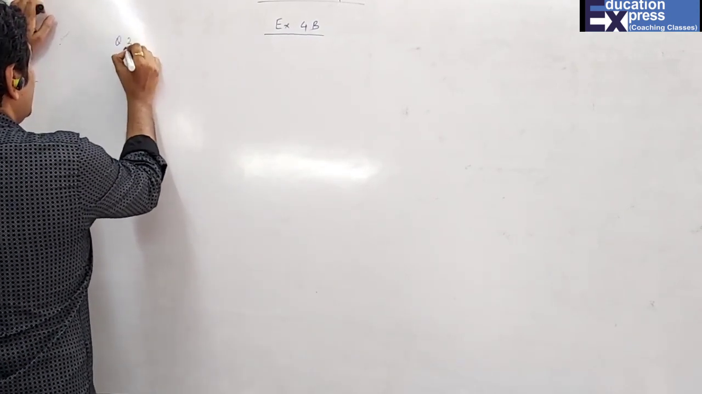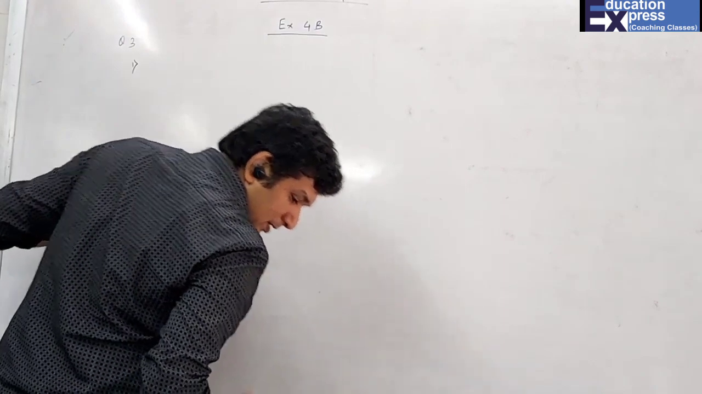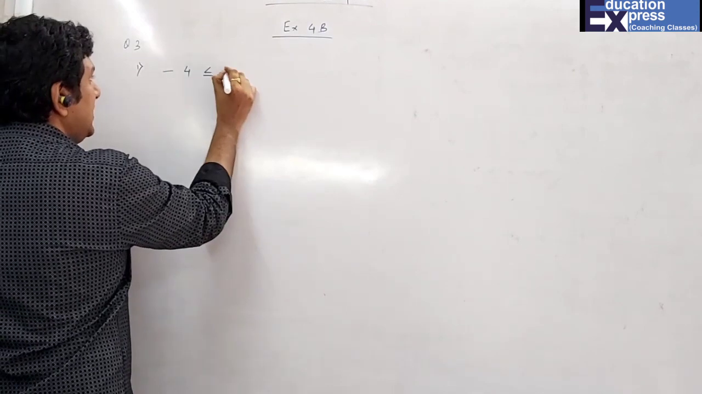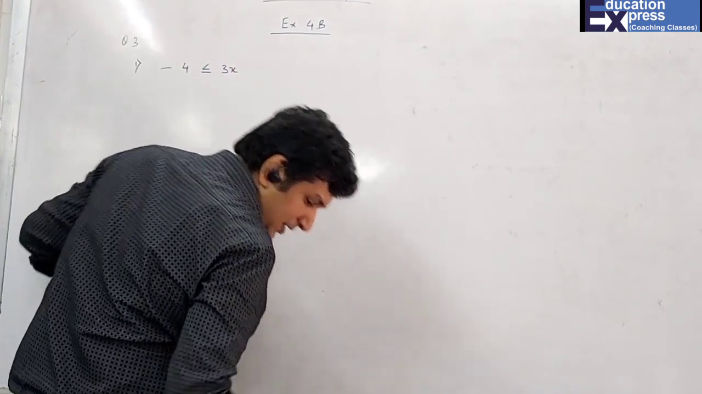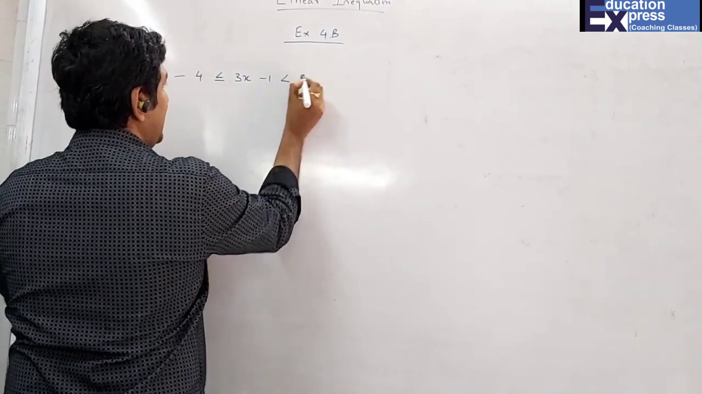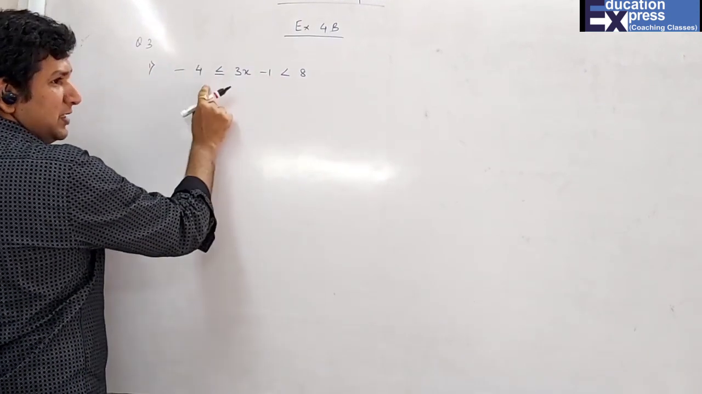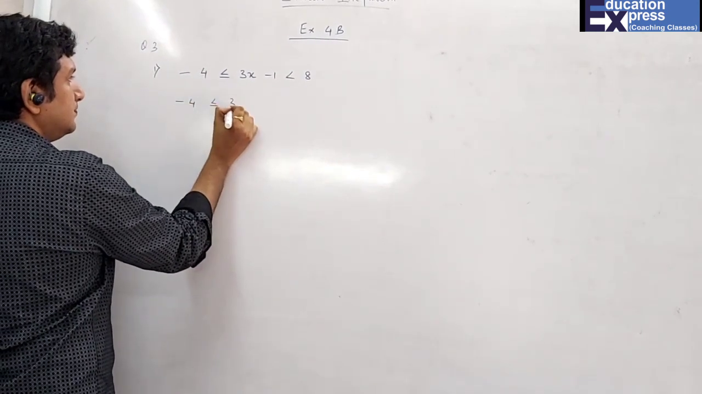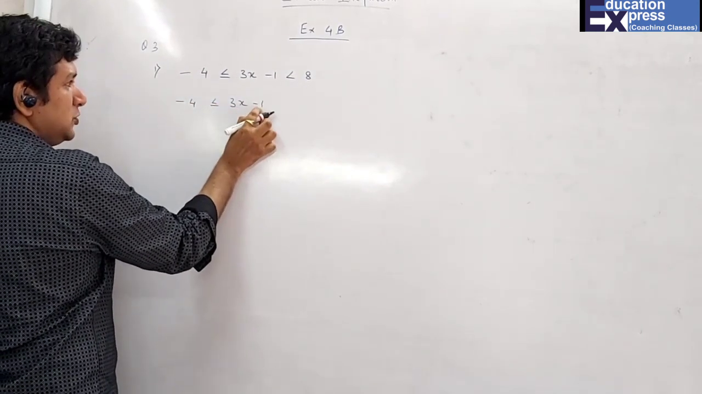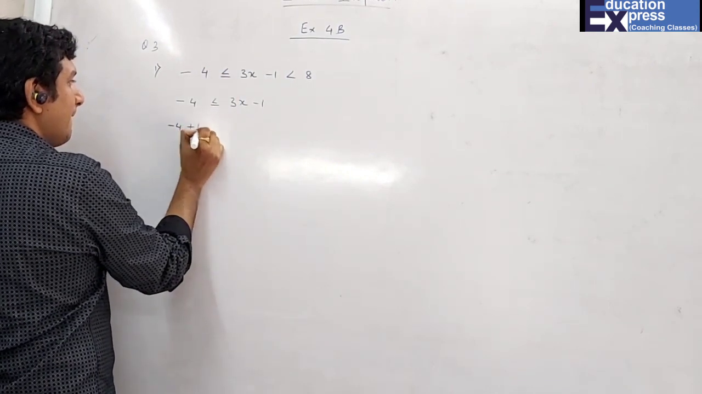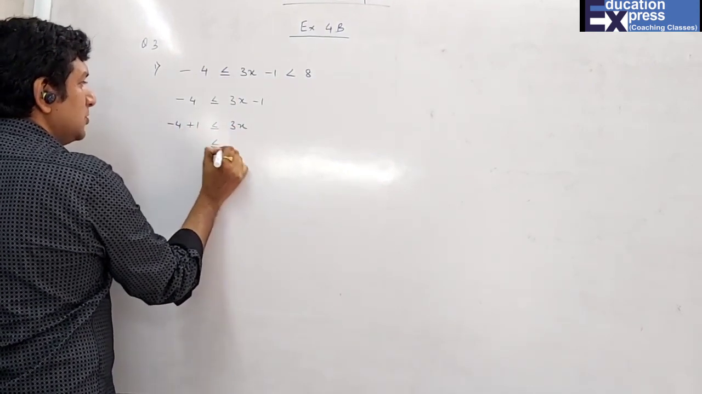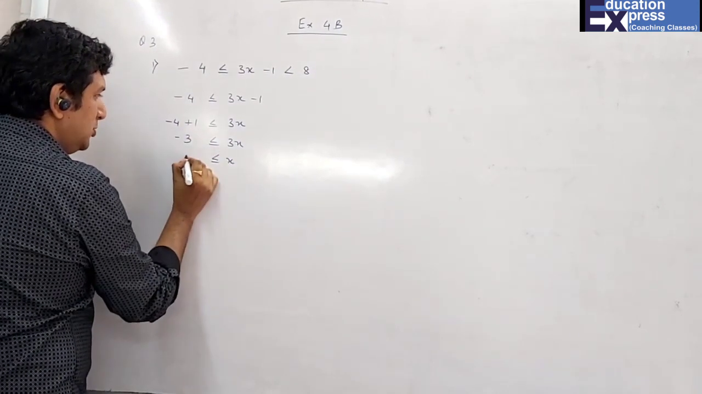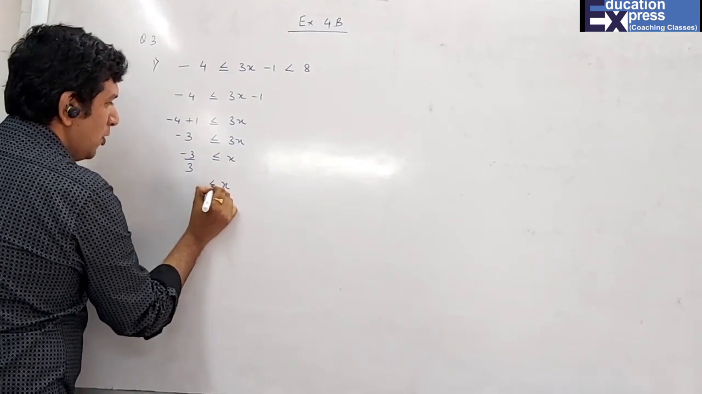Question 3, first part: minus 4 is less than equal to 3x minus 1 less than 8. Students, as I have told you, there are two sides, so I will take one by one. First I will take this one. X is already positive, no issues. Minus 1 will come here. So 3x is more than equal to minus 4 plus 1, which is minus 3. So x is more than equal to minus 3 upon 3, that is minus 1.